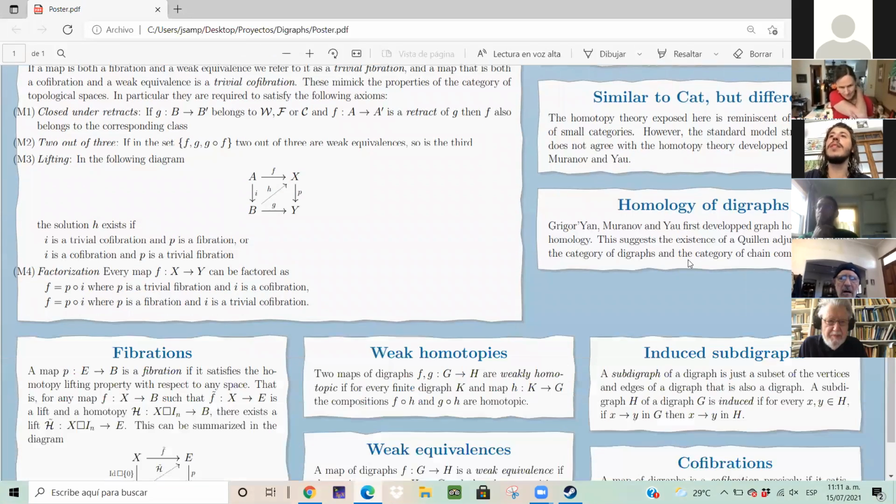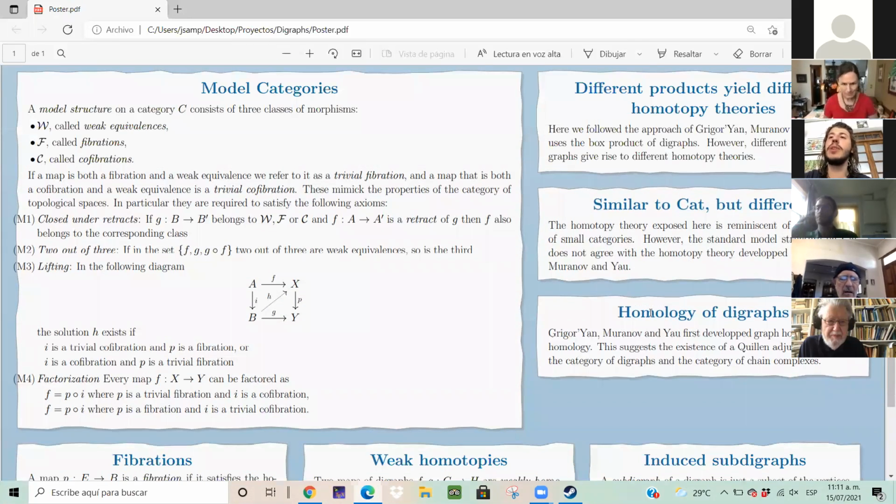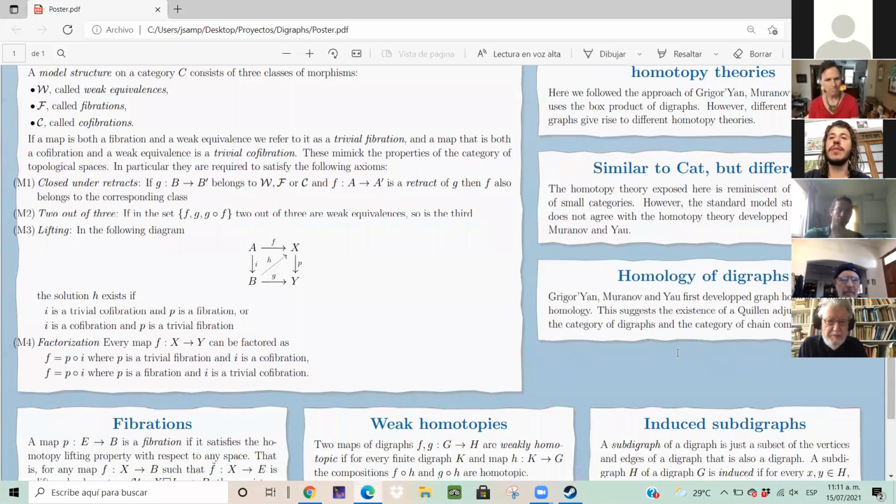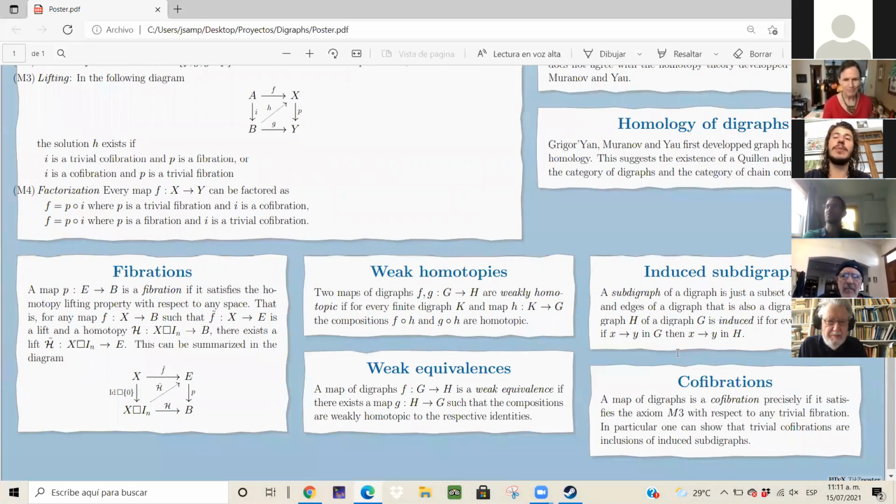And finally, Grigor'yan, Muranov, and Yau also developed a homology theory and cohomology theory of digraphs. So another interesting question would be to know if there exists a Quillen adjunction between the model structure and the model structure of chain complexes that could come from the homology of digraphs. So I think this is everything I have time to say.